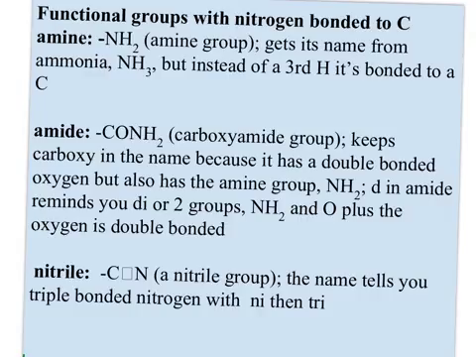A nitrile group, and my formatting didn't show through here, but this should be a triple bond that you're seeing here. So nitrile is carbon with a triple bond, and the name tells you it's triple bonded. Nitrogen, triple bonded, and then connected to the carbon atom. So this also has to be on an end carbon.